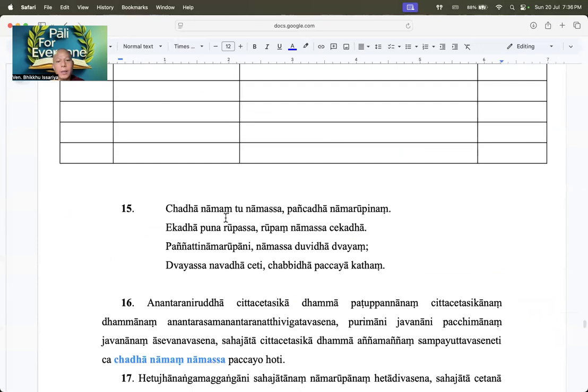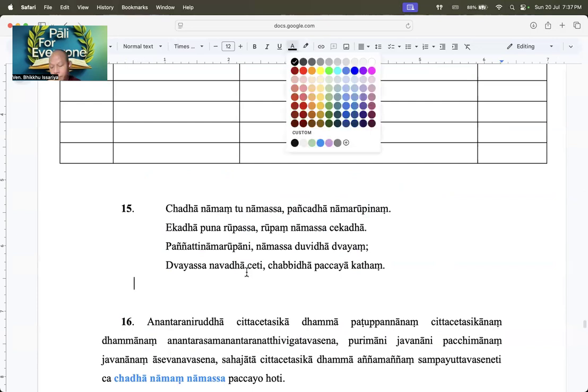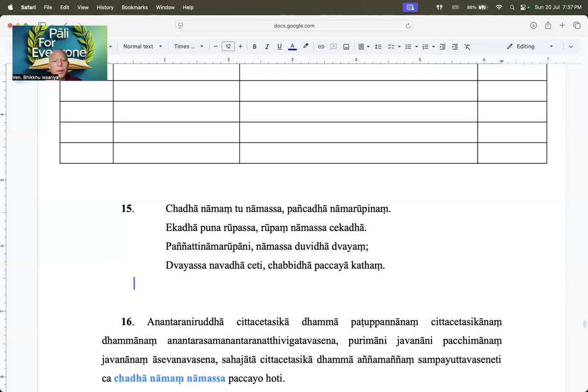Okay, here: chaddhanam, ekam namassa, panjadha nama rupinam. In 6 ways, mind, that is nama, is a condition for another mind, another nama. Okay, nama to nama in 6 ways among these 24. What they are, we will learn in detail later. But without learning the interpretation, we cannot understand.